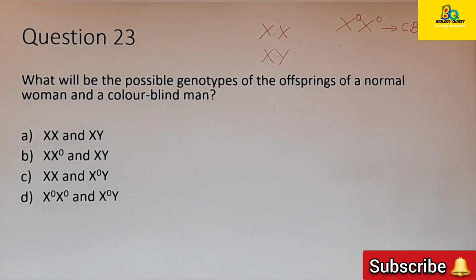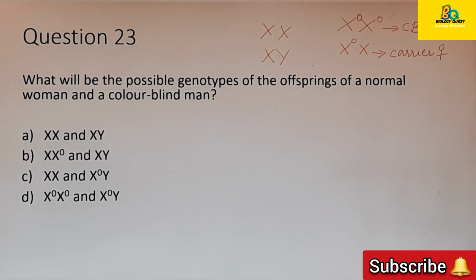What about a carrier woman? A carrier woman will have the gene for color blindness only on one X chromosome. Okay, that means she will not be color blind, but she will be a carrier for the gene. She can transmit the gene to the next generation. So XᴼX, that will be a carrier female.